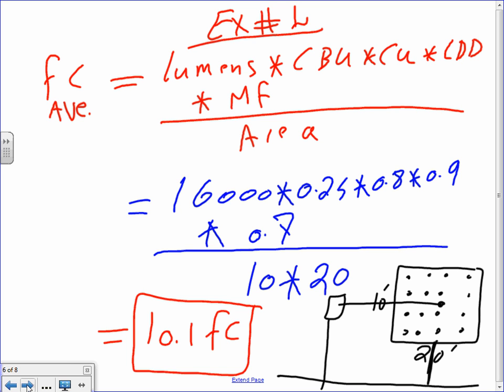Any comments, guys? Any questions about that? Okay, so that's really the concept of these two chapters.